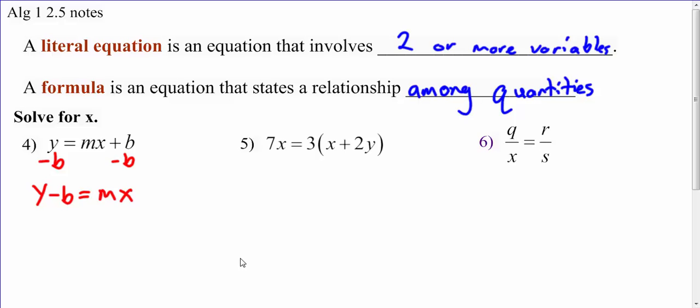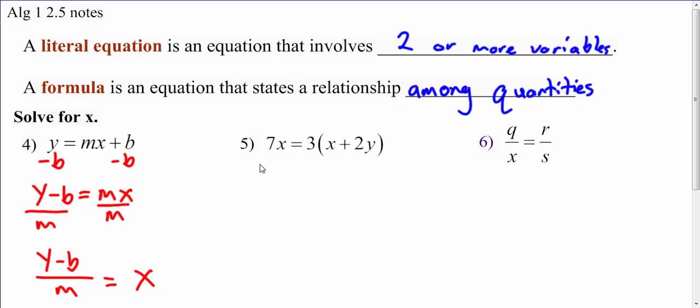And then you can see we have mx equals, and if I want to get x by itself, I divide both sides by m. So you could write your answer as y minus b over m equals x. You could separate it and do y over m minus b over m equals x. That would be perfectly fine. All right, same instructions for number 5, a little more work.